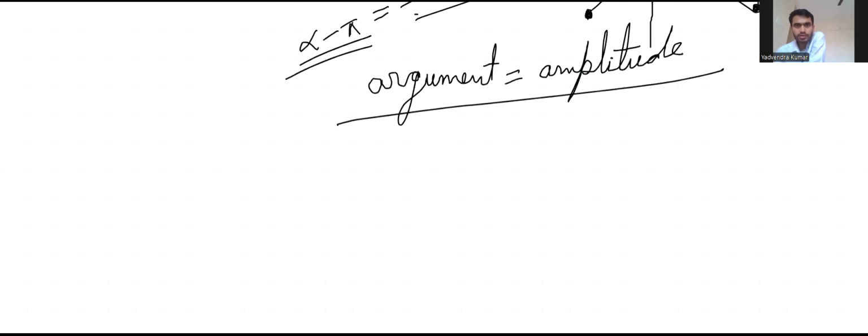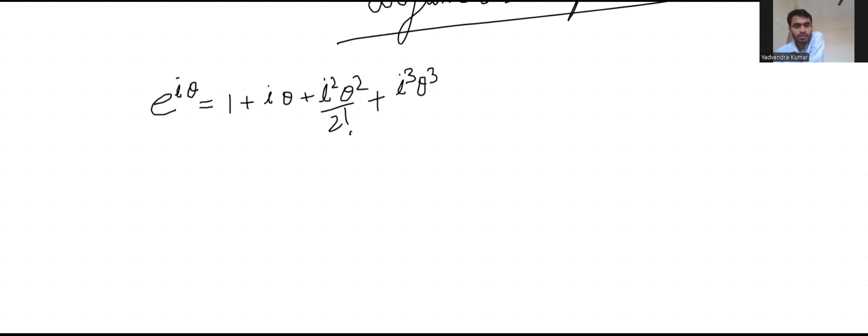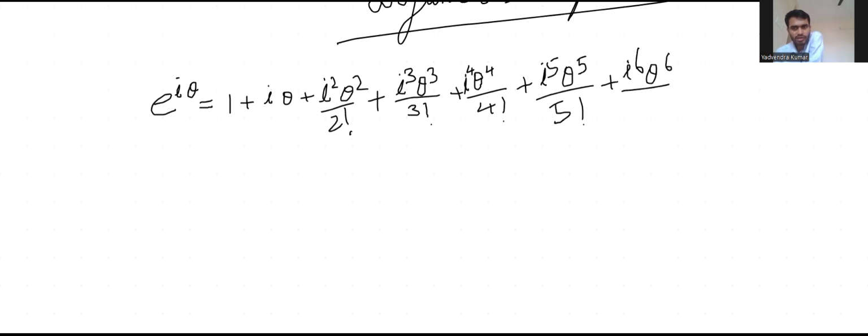There is a polar form, right? If you look at e to the power iota theta, then this expansion is going to be 1 plus iota theta plus iota square theta square by 2 factorial, plus iota cube theta cube by 3 factorial, plus iota to the power 4 theta to the power 4 upon 4 factorial, plus iota to the power 5 theta to the power 5 upon 5 factorial, plus iota to the power 6 theta to the power 6 upon 6 factorial, and so on.